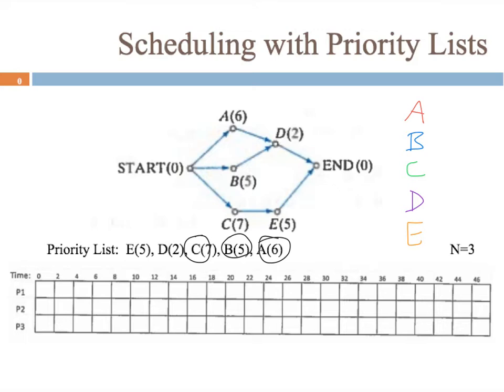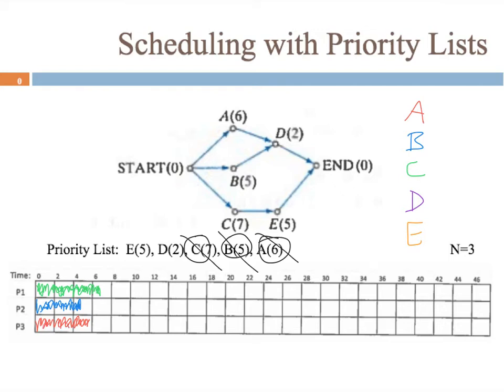Since C is first in that list that's ready, we're going to start with task C. I'm going to give that to processor 1. C takes 7 hours. Now we can say C is in execution. Task B is also ready. That takes 5 hours, so we'll shade that up to hour 5. B is in execution. And now we have a third worker, so we can give task A to the third worker. Task A will now be in execution, and task A takes 6 hours.